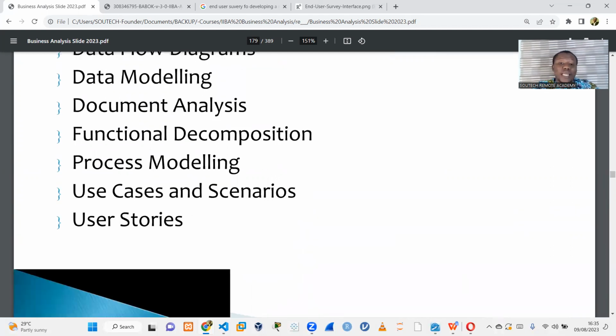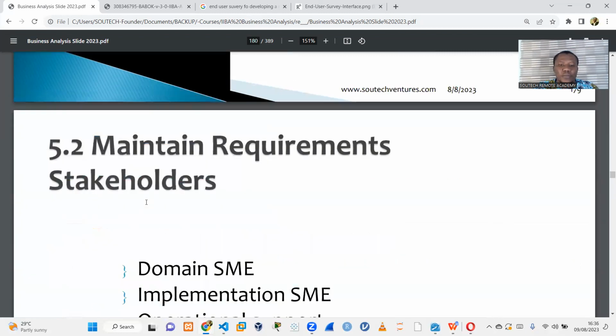For instance, in use case and scenarios, because a requirement, a solution can be used in several ways, right? And in different scenarios that they can be applied. So you learn how to do things like use case diagrams, use case documentation, and all of that. So I'm going to treat that in a separate video altogether.